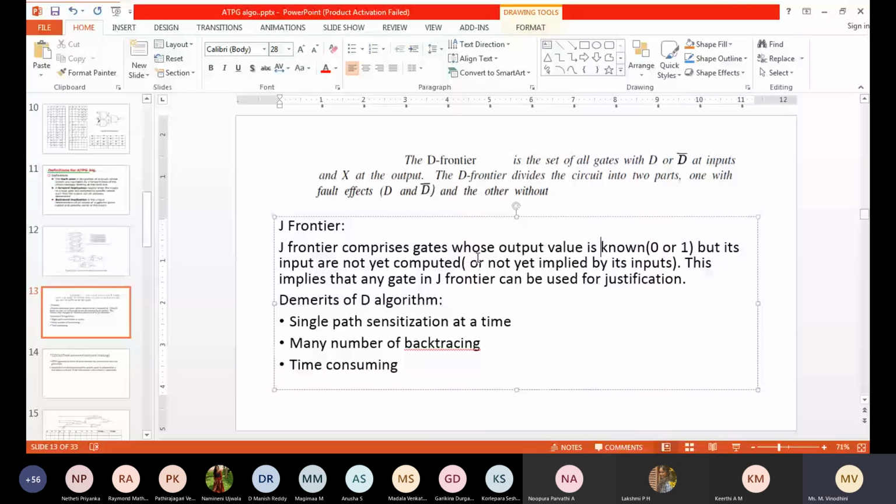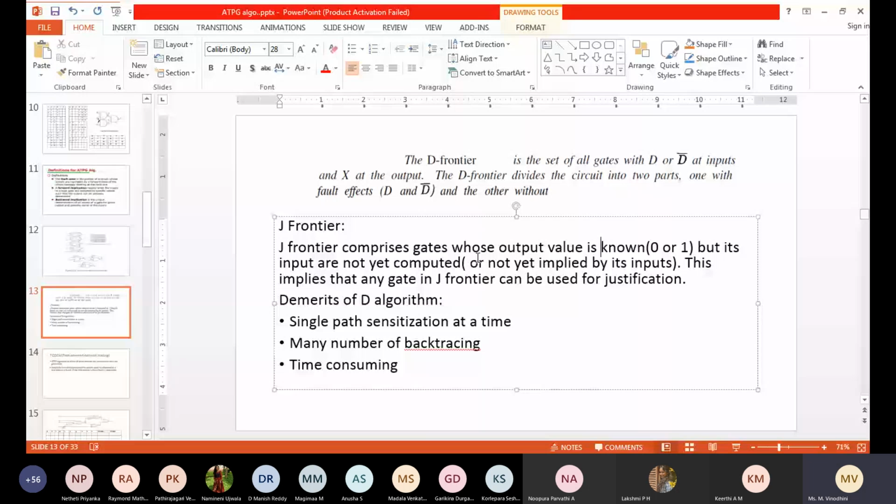Propagation. D frontier will go with propagation. J frontier will go with justification. Please remember, in the PODEM algorithm also, we will do line justification and propagation. So when I do the propagation, I should use D frontier. When I perform the justification, I need to use J frontier.